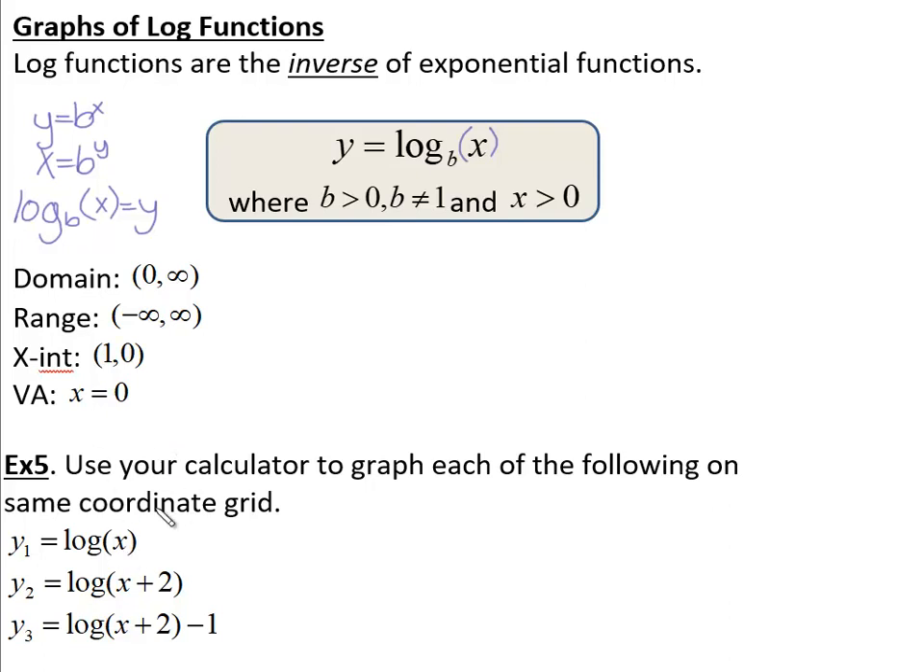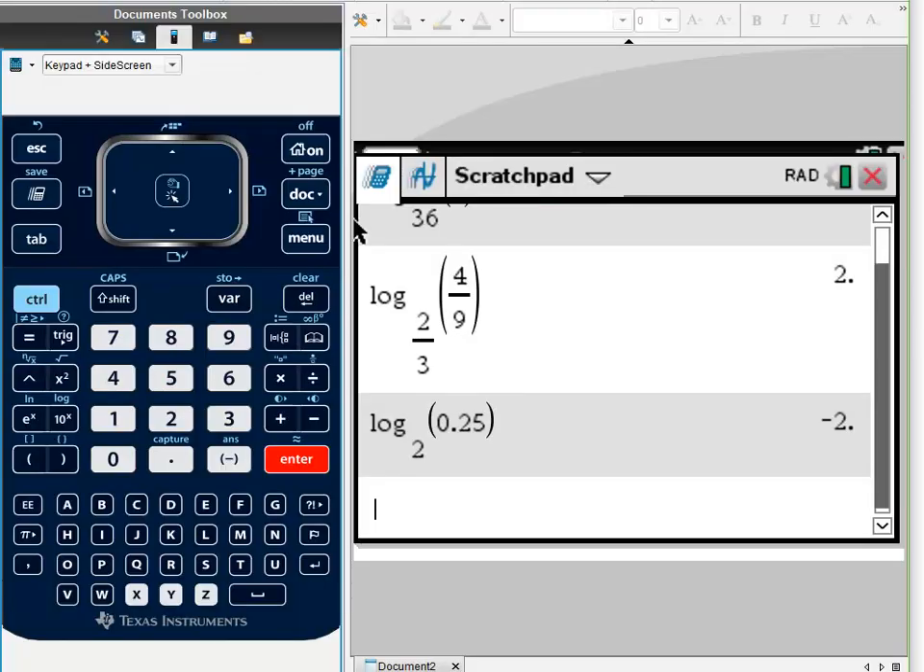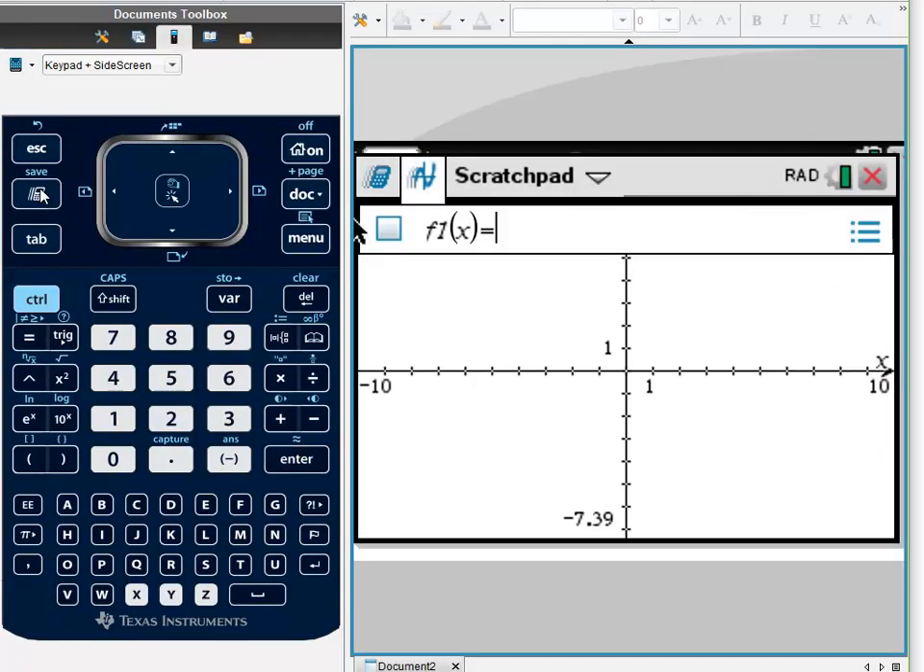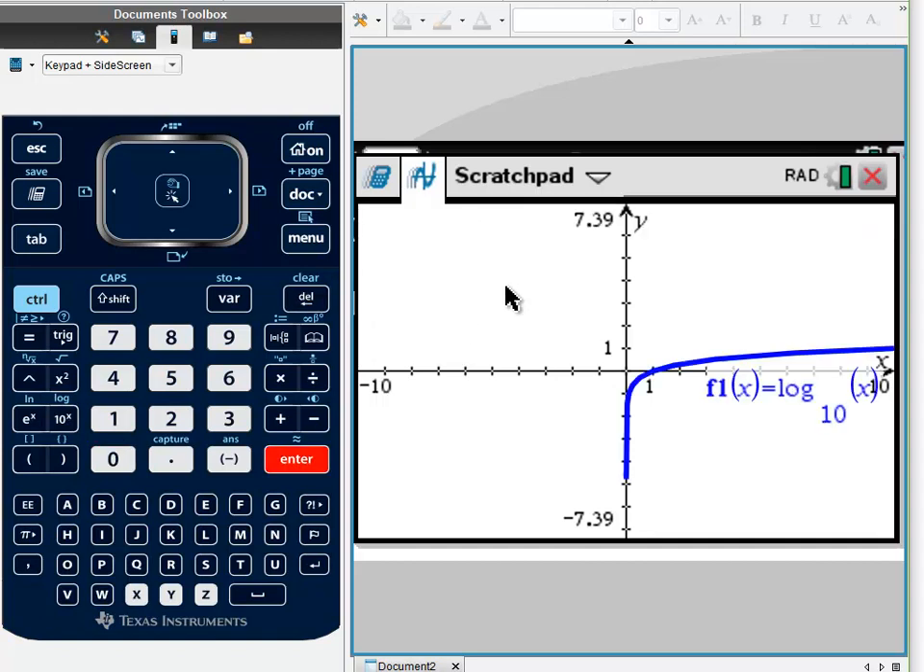Okay, so it's going to ask me to use my calculator to graph each of the following on the same coordinate grid. Okay, so let's try this out. Let's graph y equals log of x. And because they didn't specify a base here, it will default to base 10. So I'm just typing the word log. That's not great to do if you want to put in a different base. But you could also just use the log key over here, control, and then that button. But here's log of x. Okay, and you can see it does default log base 10 of x.